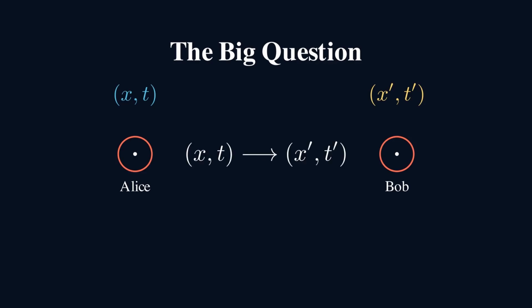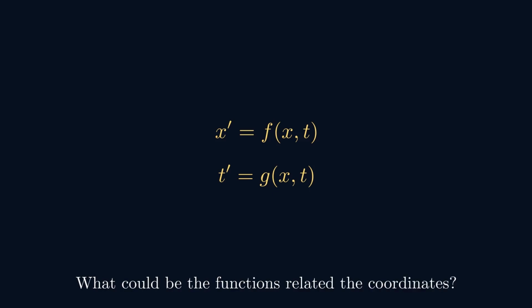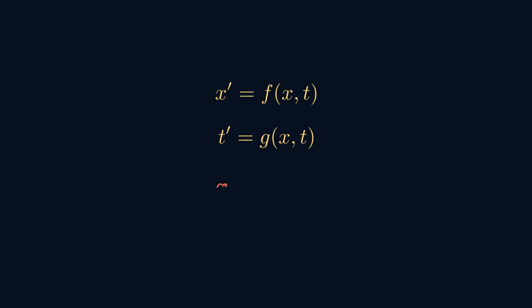The question now becomes, how do we convert between coordinate systems? How do we go from x, t to x prime, t prime, Bob's coordinates, from Alice's to Bob's coordinates? So let's tackle what sorts of relationships there can be between these coordinates. So x prime, let's say, is some function f of x and t, and t prime likewise is a function g of x and t. What sorts of functions could f and g be?